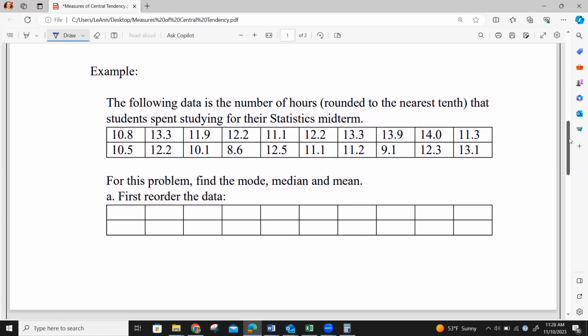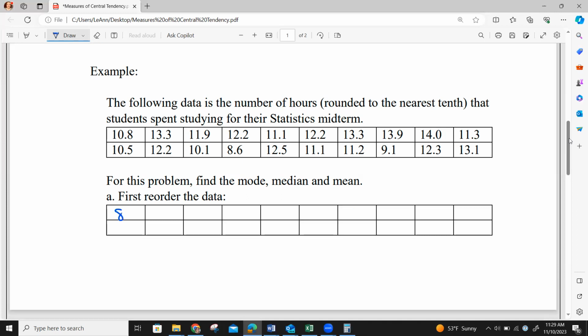The following data is the number of hours, rounded to the nearest tenth, that students spent studying for their statistics midterm. I did this one in the stem and leaf video. So we've got all of this data. If you're going to find the mean, median, and mode, the best thing to do is start with reordering your data. I have a blank chart here, and I'm going to list these from least to greatest and mark them off as I go.